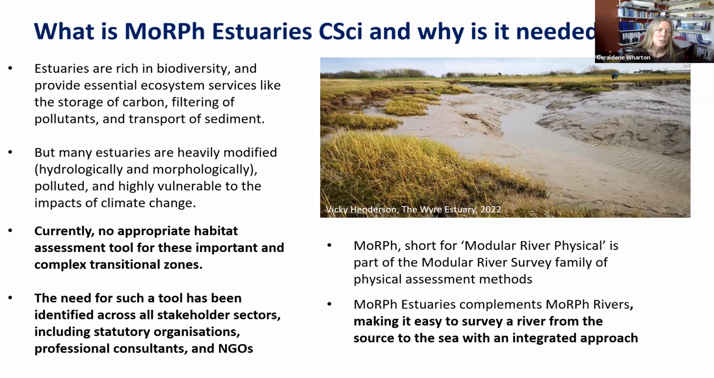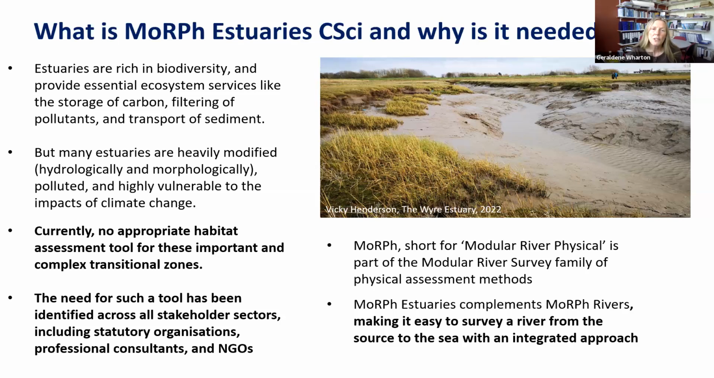So the need for the tool has been articulated across statutory bodies, professional consultants and NGOs, so a wide range of people calling for a tool. And then with the pilot, we had some money to actually begin doing some practical training and developing the survey forms, and beginning to look at some of the data through the values that we were getting for some of the early results on the estuaries. So MoRPh is short for Modular River Physical, and now that we have MoRPh Estuaries, it's become part of this family of physical assessment methods.